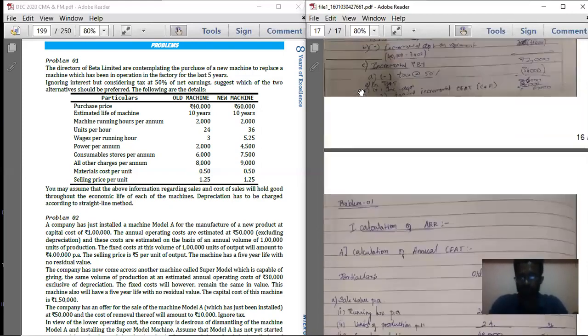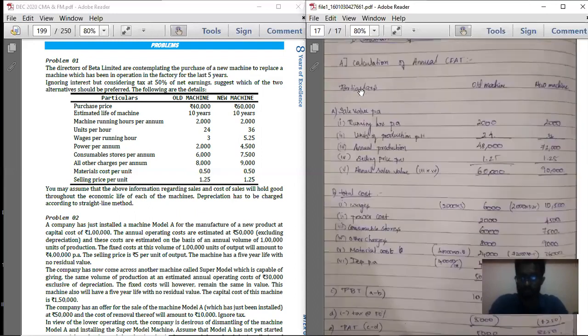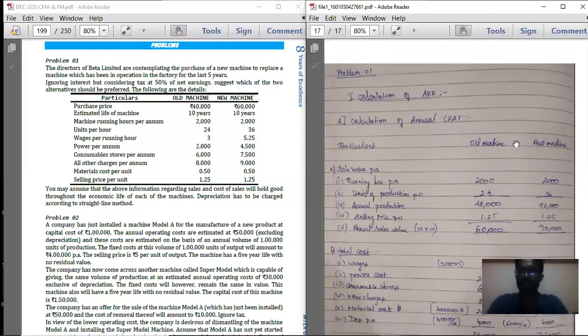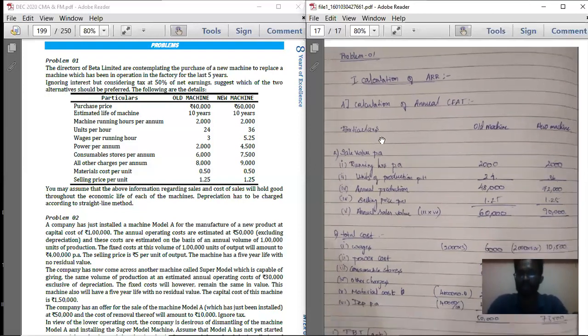PAT is enough. Whereas here they have calculated CFAT, change it into calculation of PAT itself. Calculation of profit after tax. It is not annual CFAT, it is calculation of PAT. Below that, draw a 3 columnar table: first column particulars, second column old machine, and third column new machine.